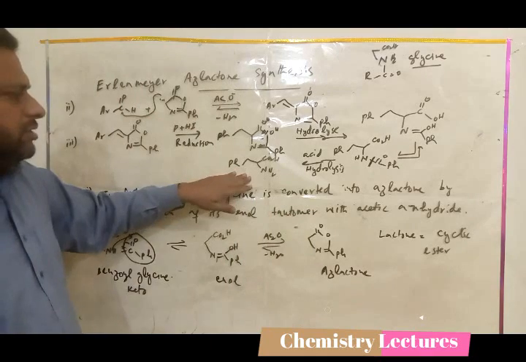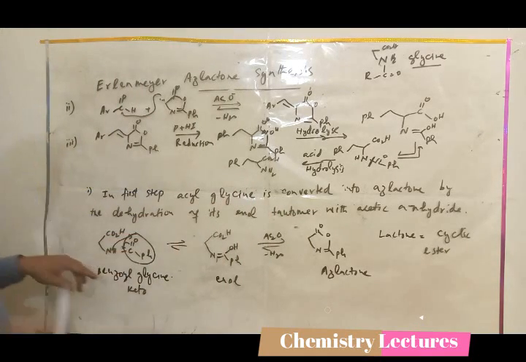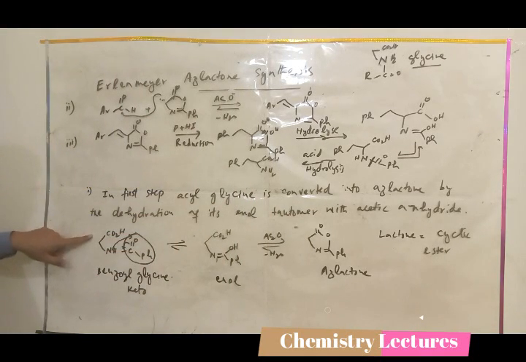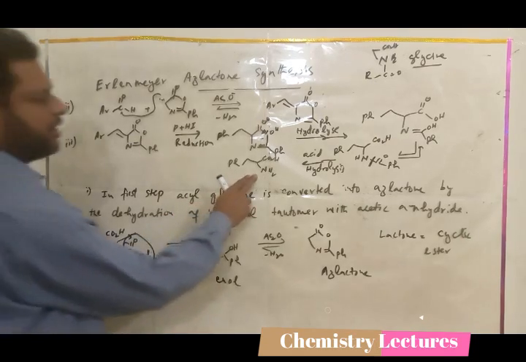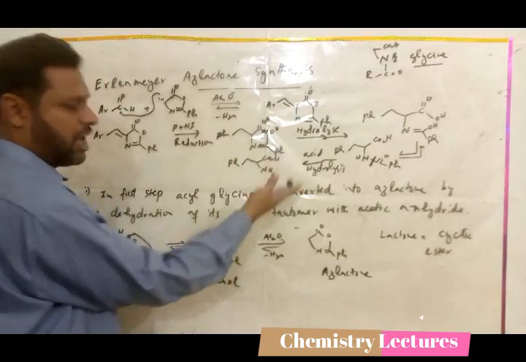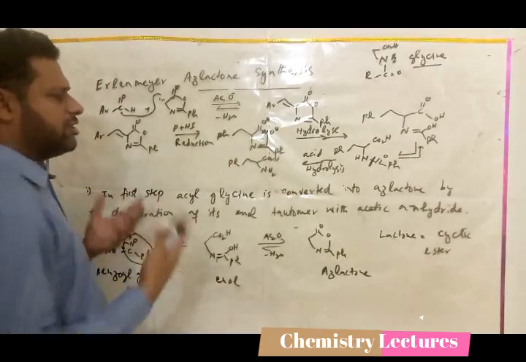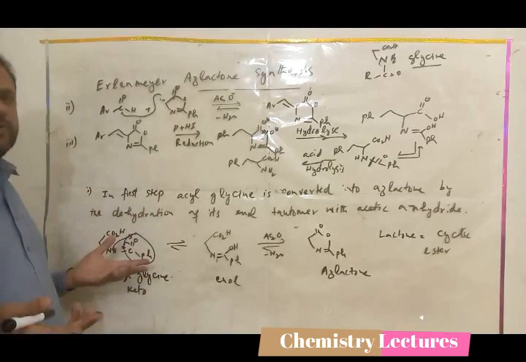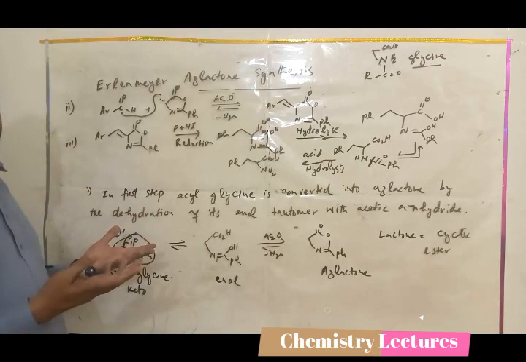another alpha amino acid. You remember that we started with glycine, which has only one carbon to which the NH2 and COOH were attached. Now at the end we have a PhCH2 group attached to this glycine, so another alpha amino acid is formed. In this way you can synthesize a lot of amino acids by using this Erlenmeyer Azlactone synthesis.